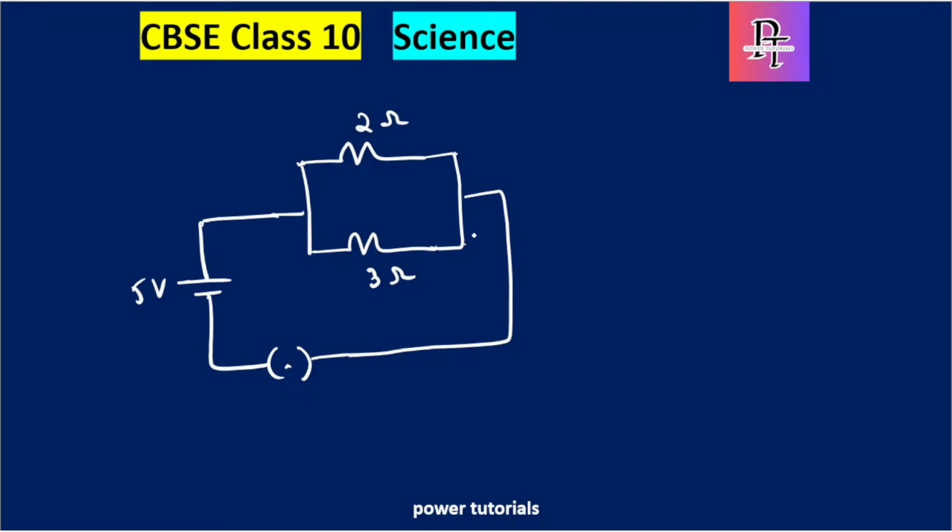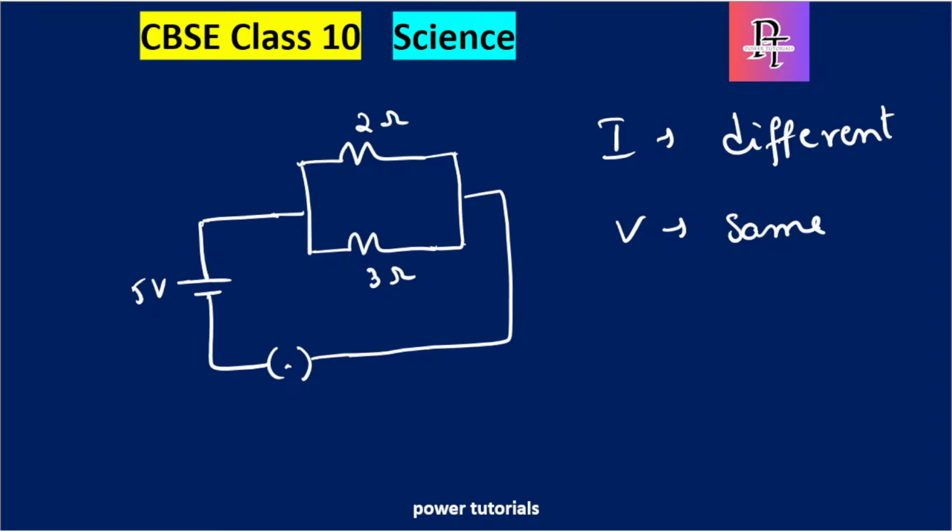Okay, so in parallel what you have to notice is that the current will be different, whereas the voltage will be the same. This is exactly opposite to the series connection, which we discussed two weeks back. In a series connection the current will be the same but the voltage will be different, whereas in a parallel connection the current will be different and the voltage will be the same.